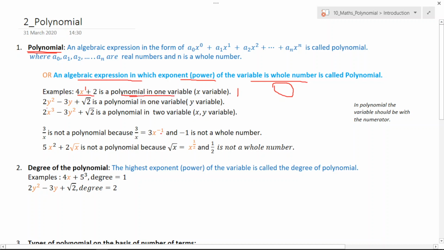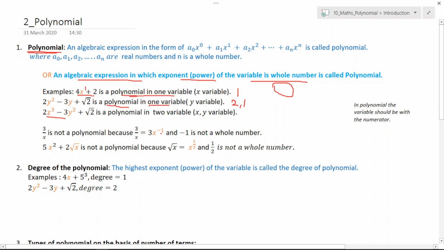Now second example is 2y square minus 3y plus root 2. The power of the variable in first term is 2, and power of the variable in second term is 1. Okay, both 1 and 2 are whole number, so we can say 2y square minus 3y plus root 2 is a polynomial in one variable. Clear?